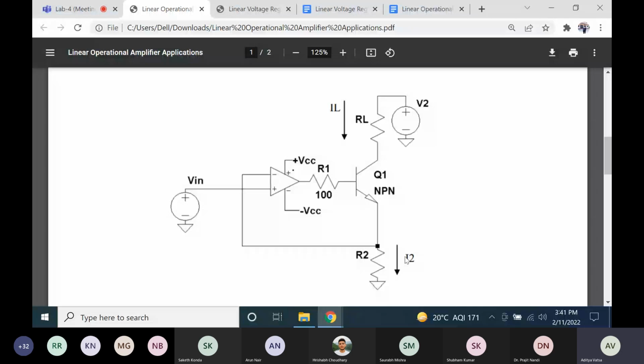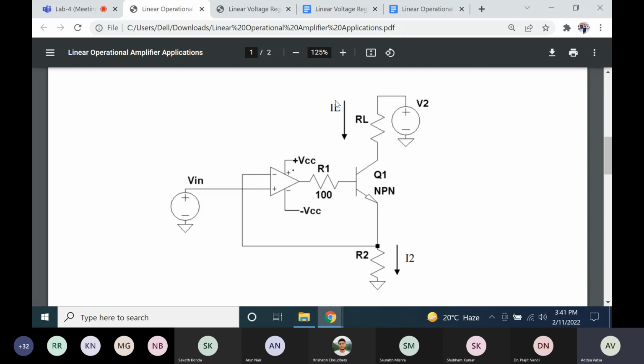I2 is collector current. So I2 is V in by R2. How? So this plus terminal voltage is V in, and this plus terminal and this minus terminal both are virtually shorted. So this voltage is also V in. So this node voltage is V in. So the current is V in by R2. So this is I2. So this is the emitter current.